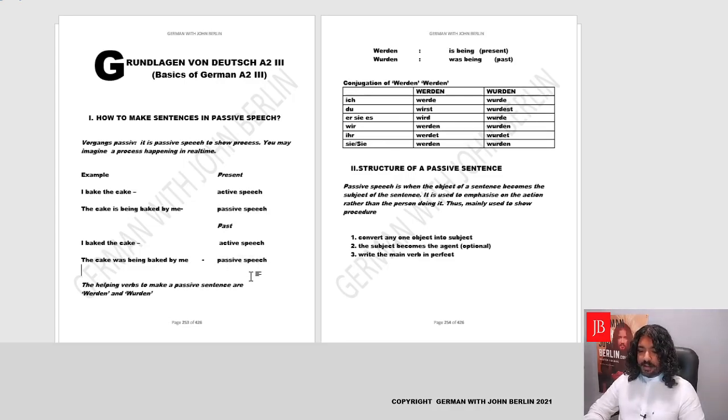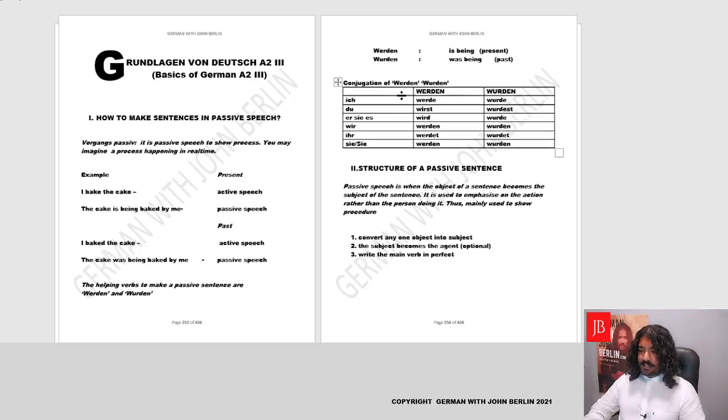So the helping verb in German to make a passive sentence, das Hilfsverb ist werden. Werden heißt "is being" und wurden bedeutet "was being". So basically this is your present, this is your past tense, and these are your helping verbs to make a passive sentence. Now, before we learn more about this, let's quickly conjugate the verb werden und wurden.